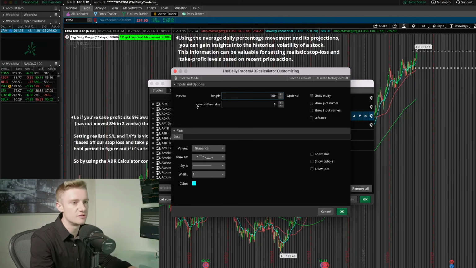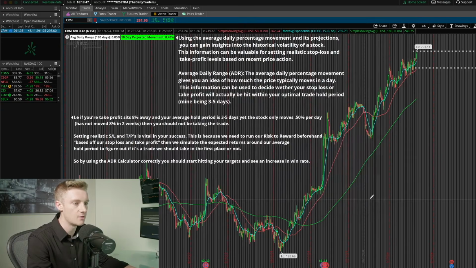And then this is a user-defined day. So because my average hold period is between 3 to 5 days, I'm going to go the furthest out when it comes to simulating that position, running that risk to reward. Say your average hold period is 3 days. You can hit 3. Say it's 10 days. We'll hit 10, click OK, click Apply, and OK.